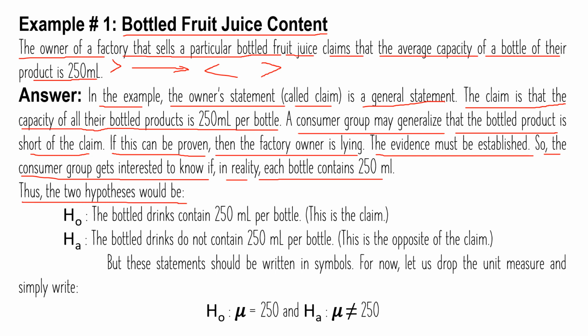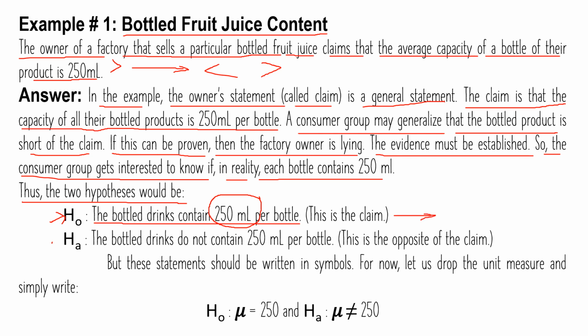first thing to do, no? Again, in your null hypothesis, it shows equality. So meaning to say, our claim is that the bottled drinks contain 250 ml per bottle. So we assume that the capacity of the bottle is 250 ml. So that will be your null hypothesis.